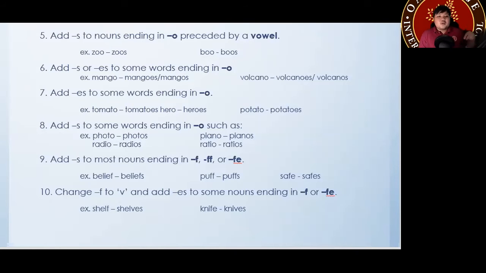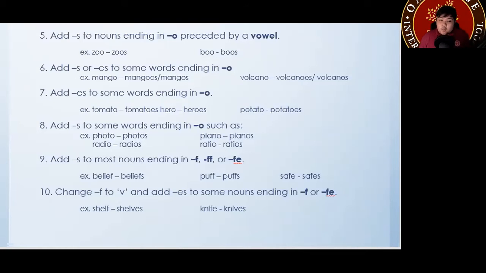Now, for rules 5, 6, 7, and 8, you might be asking, Sir Vince, which words should we know, or how do we know if the word that ends in O would have an S or an ES or both? Okay, my answer for that is, class, I could not discuss the whole thing. There are certain rules for it, yes, but I could not discuss all of it. If I were to discuss all of it, that would be very time consuming, and it's not even part of the curriculum yet.